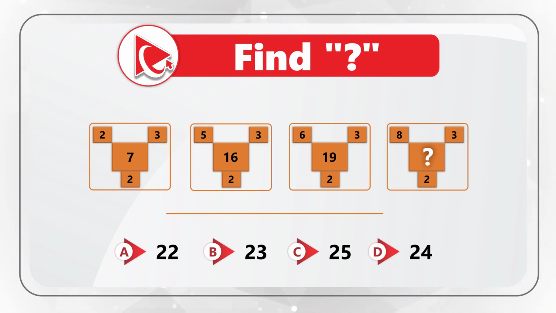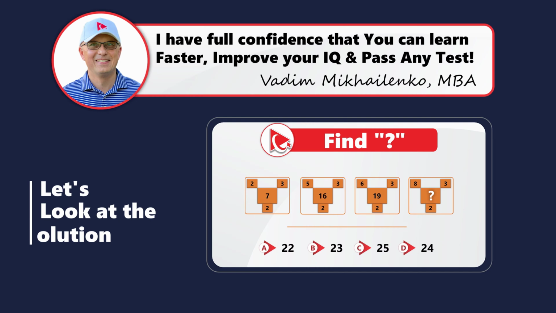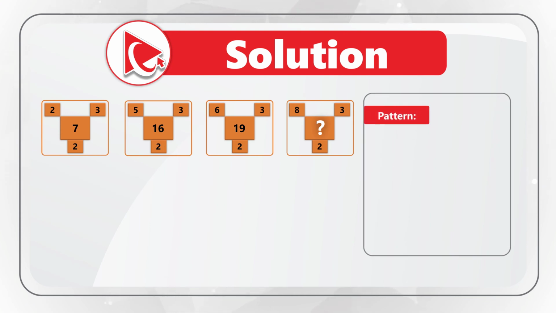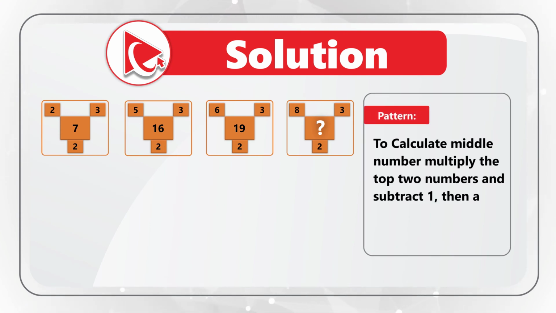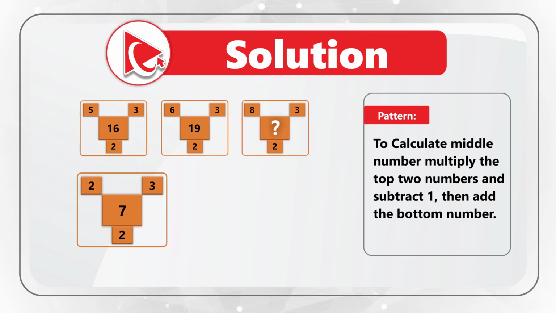Take a close look at the shapes and see if you can calculate the pattern. Let me share with you my logic and rationale, and obviously if you have a better way to solve it, please make sure to share in comments. I think the pattern here is that to calculate the middle number, you need to multiply the top 2 numbers and subtract 1. Then add the bottom number.